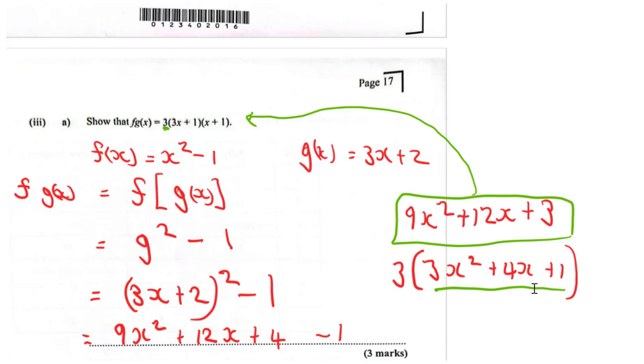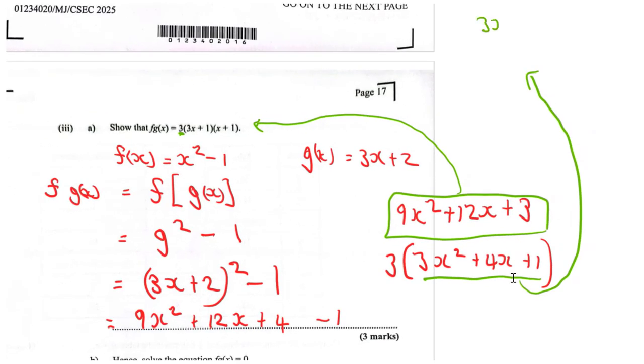Now, once we factorize the quadratic expression in the bracket, we will arrive at the answer. So let's go up here and factorize the quadratic expression. So we have 3x squared plus 4x plus 1. Now, a is equal to 3, b is equal to 4, and c is equal to 1. a times c is equal to 3, and we need to find factors of 3 that when we multiply we get 3, and when we add we get 4. So it is going to be 3 and 1.